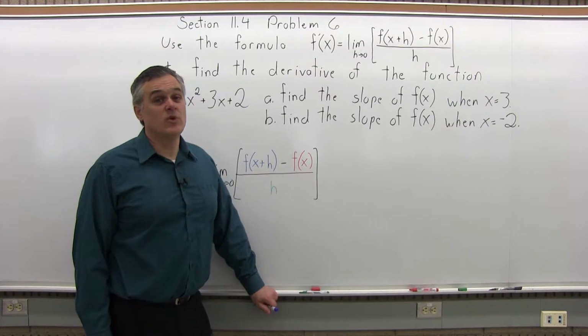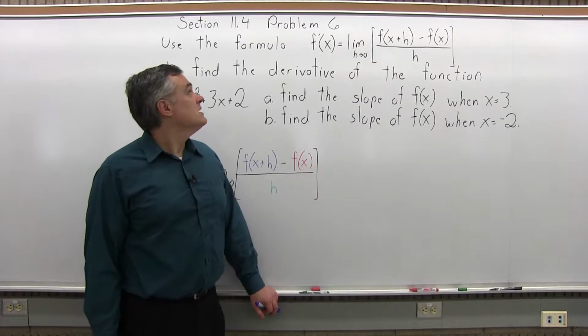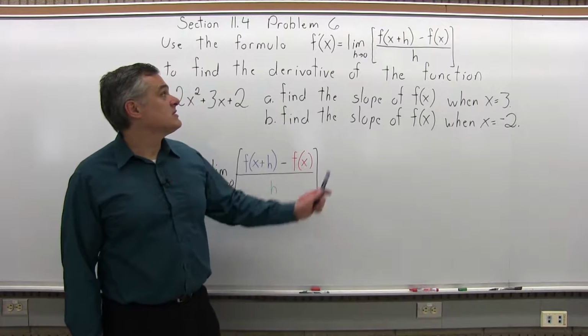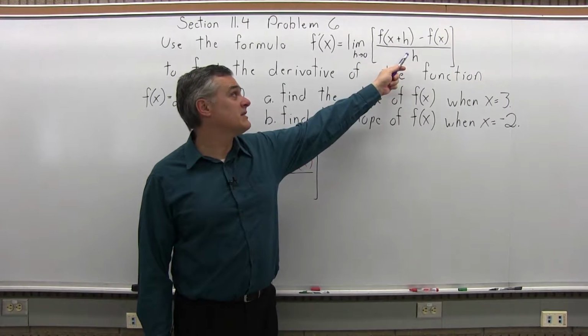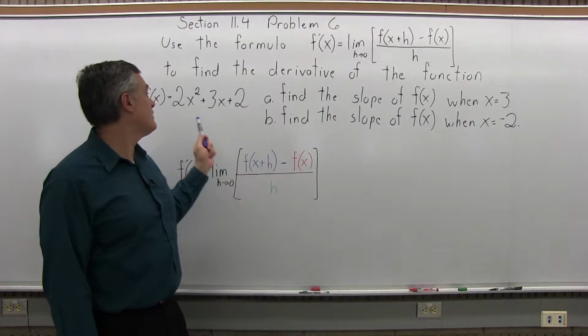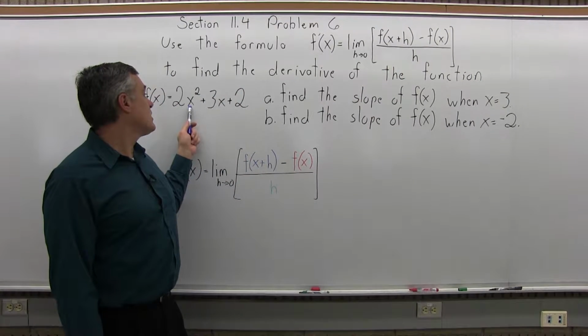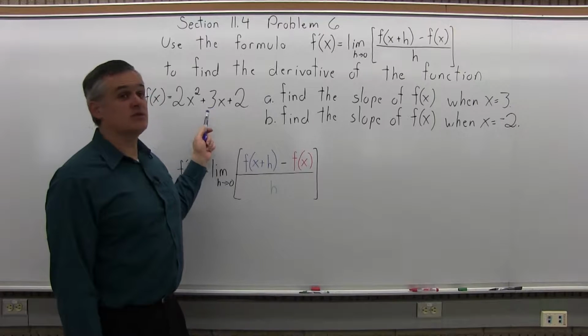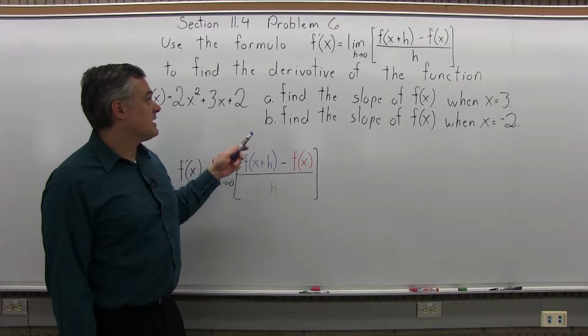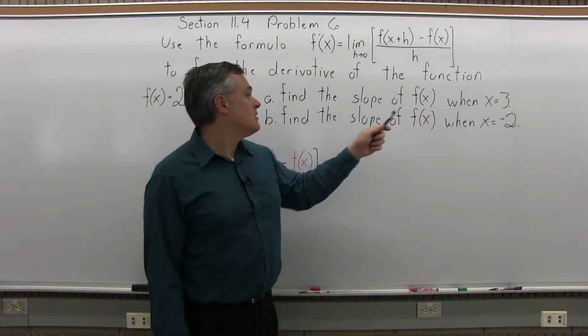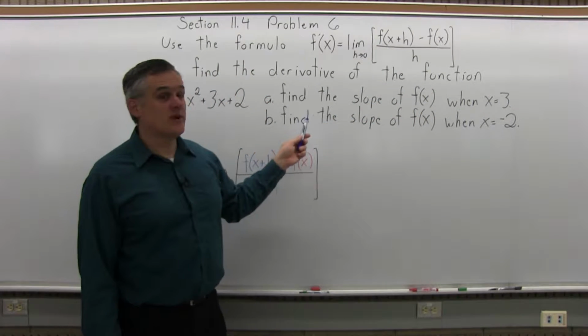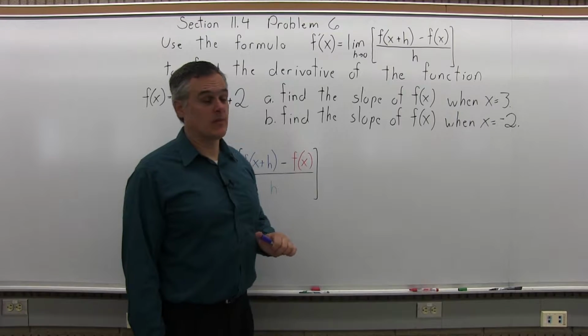This is Section 11.4, Problem number 6. It says use the formula f prime of x equals the limit as h approaches 0 of f of x plus h minus f of x over h to find the derivative of the function 2x squared plus 3x plus 2. And once you've found that answer, part A, find the slope of f of x when x is 3, and part B, find the slope of f of x when x is negative 2.